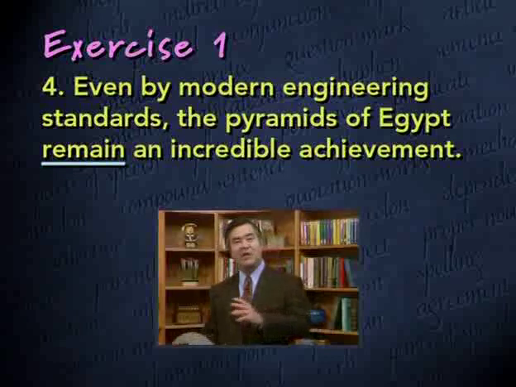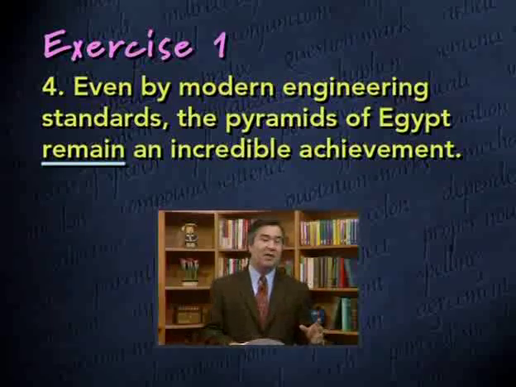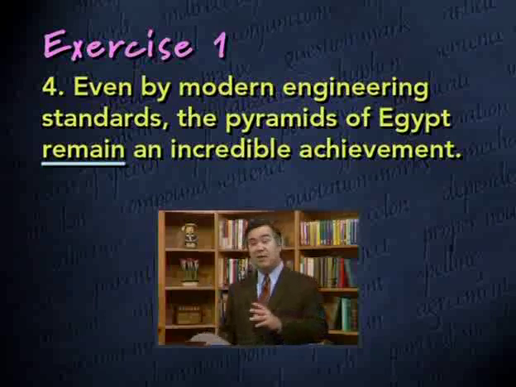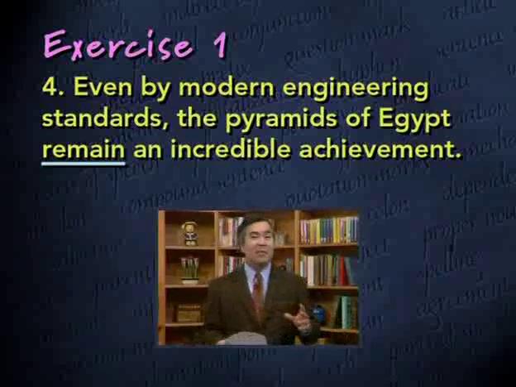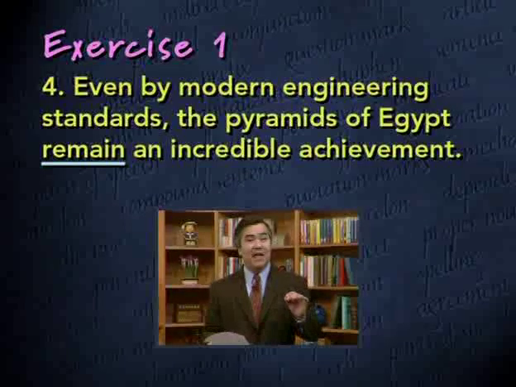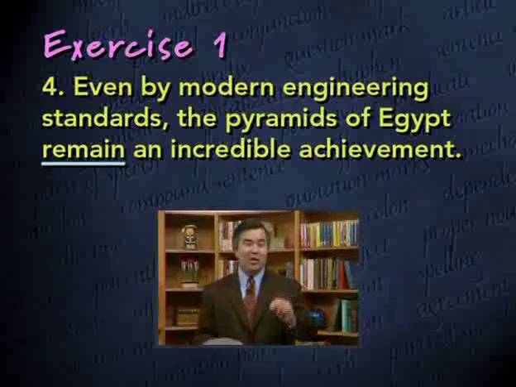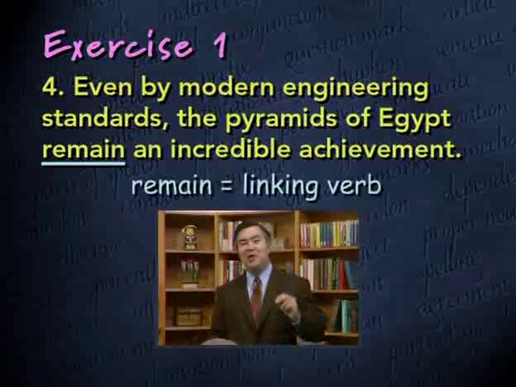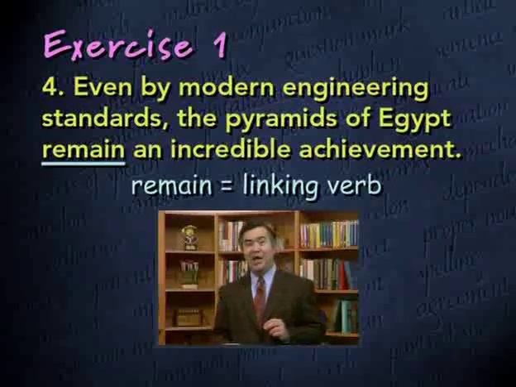Now, what about the words that follow remain? How do those relate back to the verb? Are they the object of the verb? That is, do they receive the action of the verb, or do they play some other role? Well, in this case, remain is not a verb of action, but rather a verb of being, and therefore you can probably anticipate that it's being used as a linking verb, because that's how verbs of being are used.